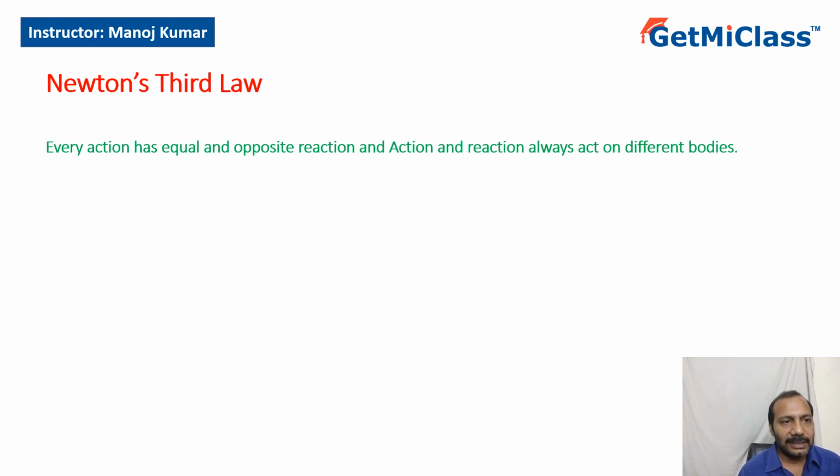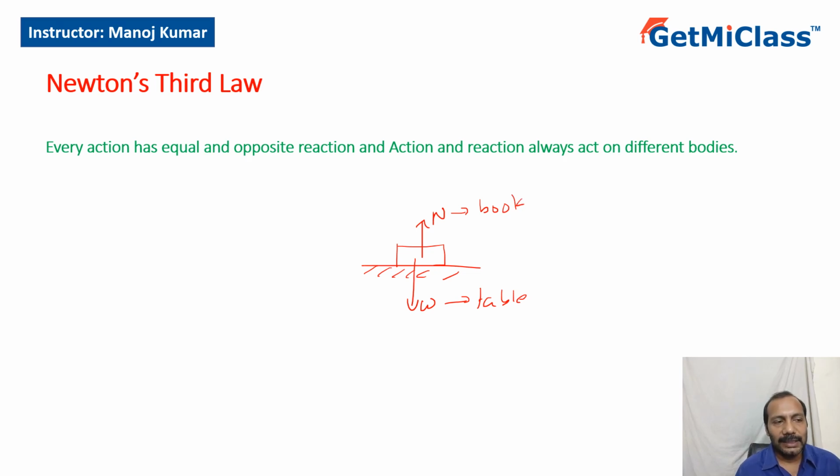I'll take an example of a book lying on a table. Let's say there is a table, and I have a book lying on it. Now the book pushes the table with a force which is equal to its weight, and the table pushes the book with a force which is called normal reaction. So this normal reaction and weight are action-reaction pairs. The weight of the book is acting on the table, and the normal reaction of the table is acting on the book. So we can see that action and reaction always act on different bodies.